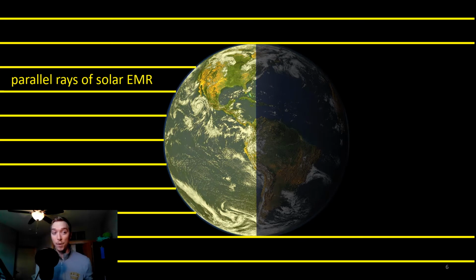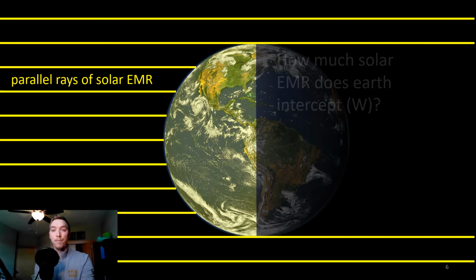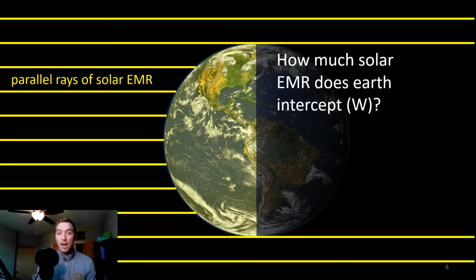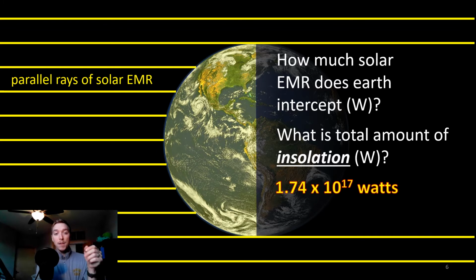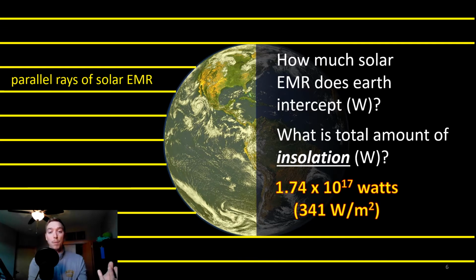If you're on the shaded side of Earth's surface, you're not really getting any of it. There's obviously thermal exchange that happens between the cooler and warmer parts of our planet, but if we think of it here, this half sphere of Earth is what's receiving the sun's rays during the day. So we want to ask, how much solar electromagnetic energy does Earth intercept in watts? And what's the total amount of insolation? That ends up being about 1.74 times 10 to the 17th watts, or roughly 341 watts per meter squared, spread out across every inch of our planet.